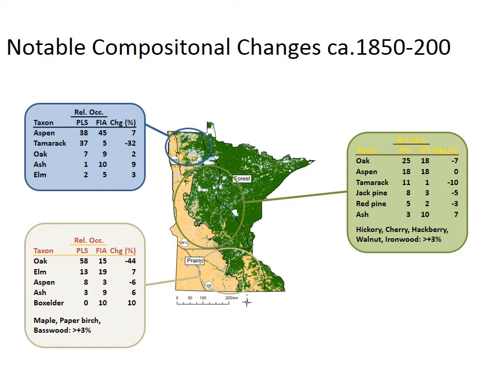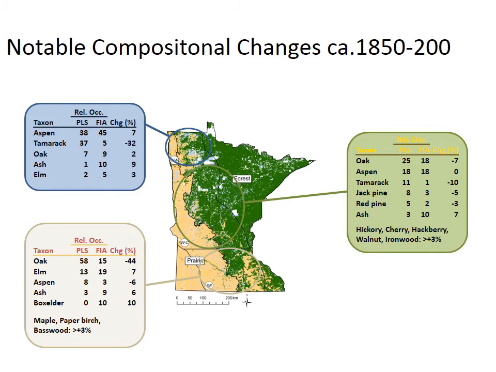And then looking at the southern part of the state, oak went down, elm went up, aspen went down, ash went up. So there's a pattern here. Ash is going up everywhere. Aspen is going up in the north, going down in the south. Oak seems to be going down in the south, went up a little bit in the north.